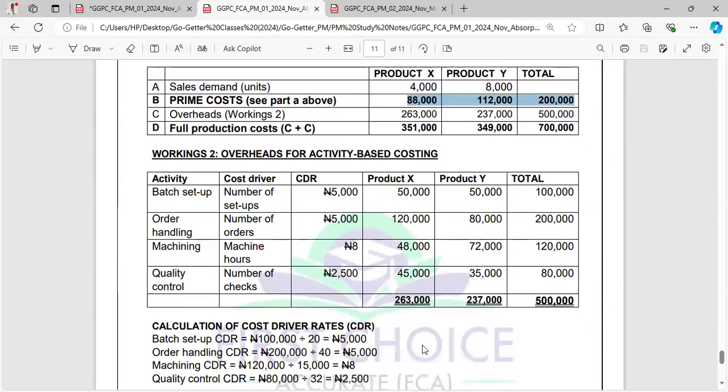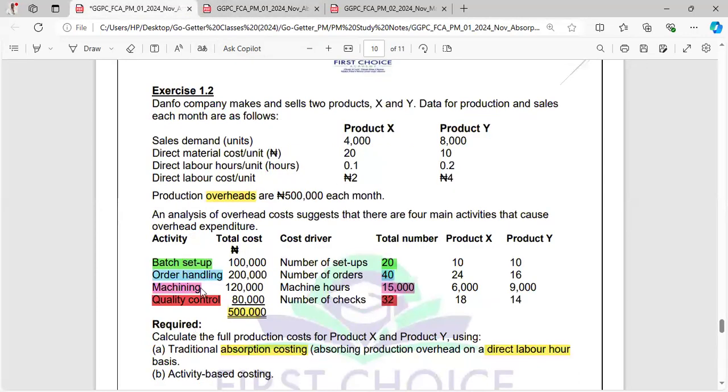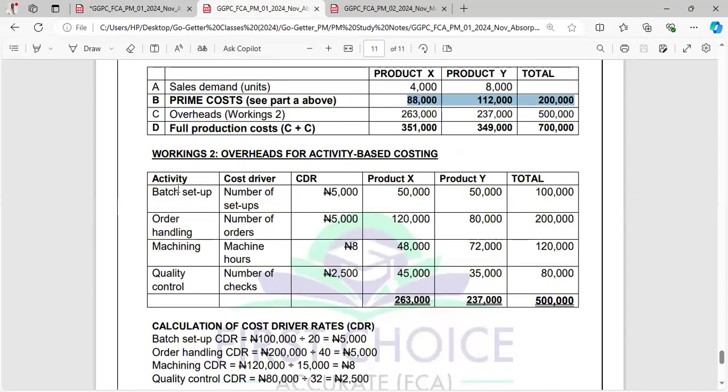Now in the overhead, what do we do? We need to look at the activities that control the cost. And so this is what we did here. We said these are the activities 1 to 4 here. Look at their cost drivers, which was also given. Now their cost driver rate. How did we get these figures? This is how we did the cost driver rate.